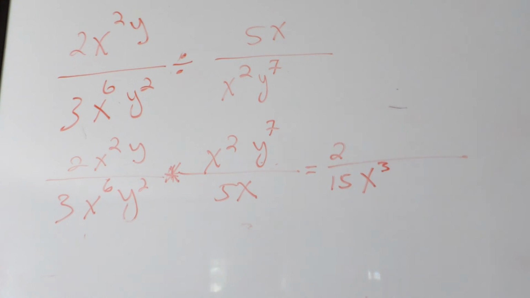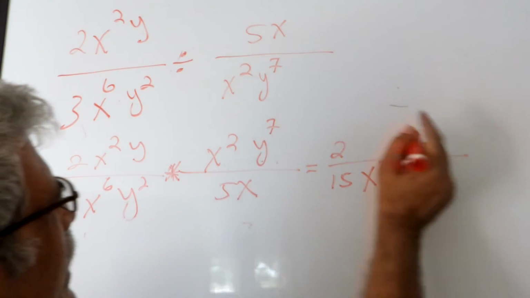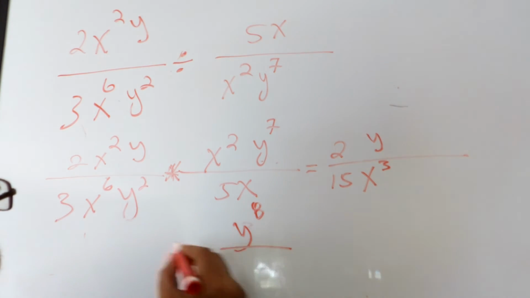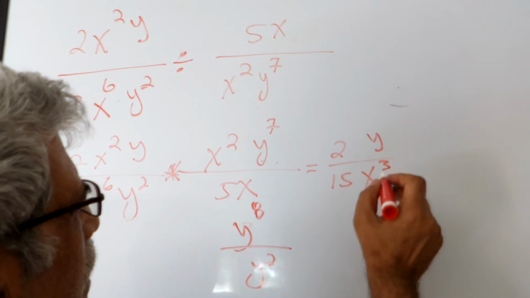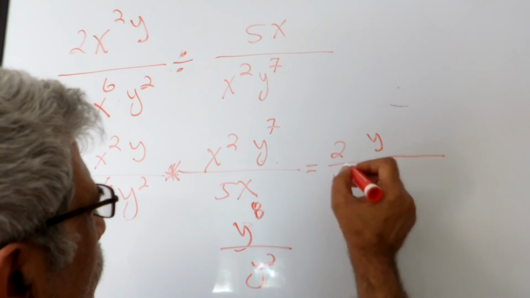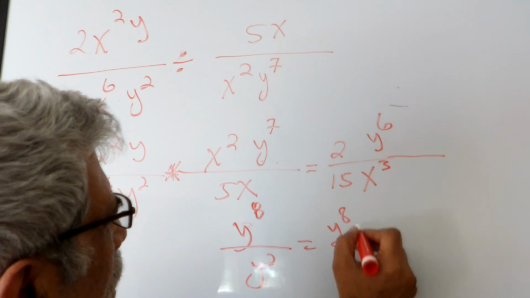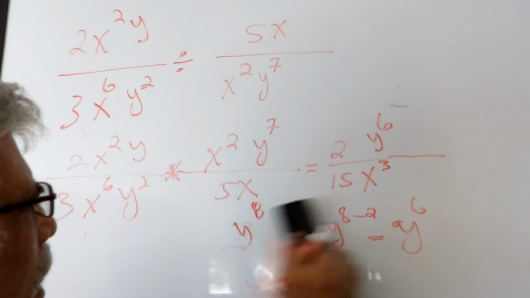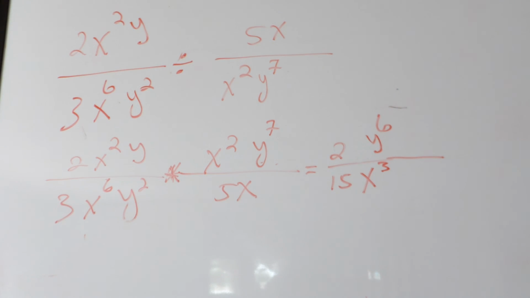So we have x and then y. We have y here to the power of 8 and to the power of 2. So actually y is going to be what? It's going to be to the power of 6, because we write here 8 minus 2, y to the power of 6. Okay, so that is the way to simplify.